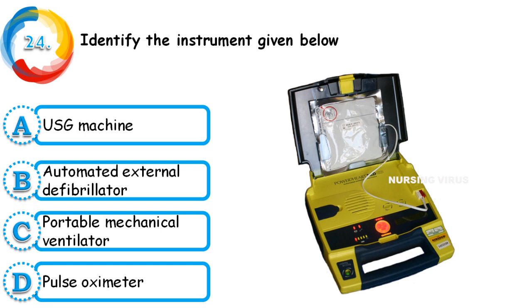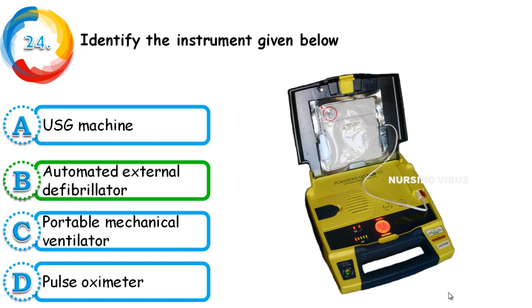Identify the instrument given in the below image. USG machine, automated external defibrillator, portable mechanical ventilator and pulse oximeter. The correct option is automated external defibrillator.